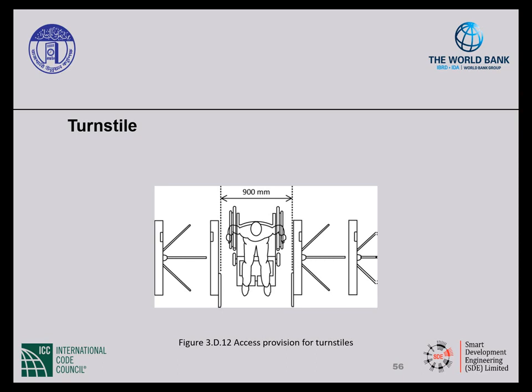Turnstile. Whenever a turnstile is placed on an accessible route, an accessible gate with a clear width of at least 900 millimeters shall be provided beside the turnstile.